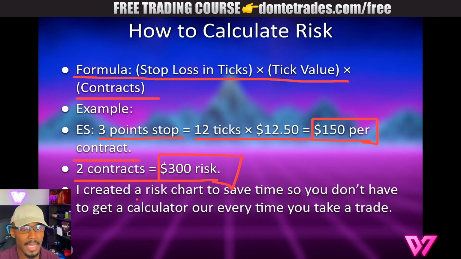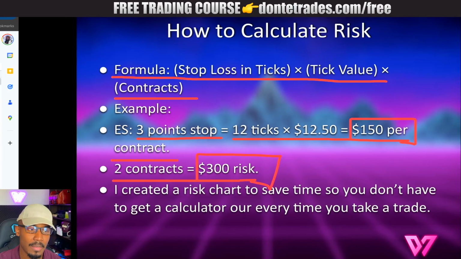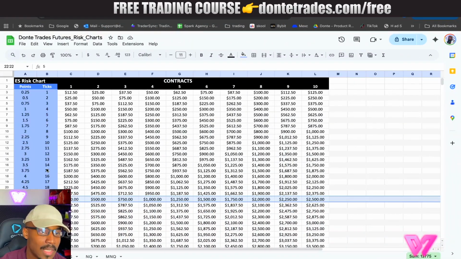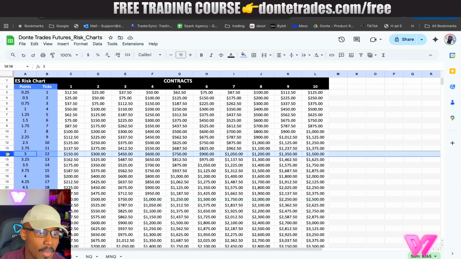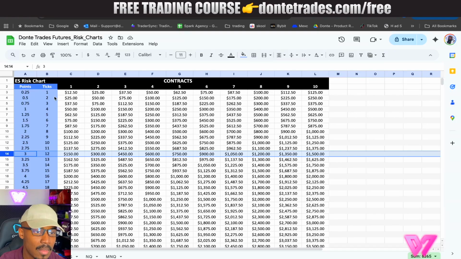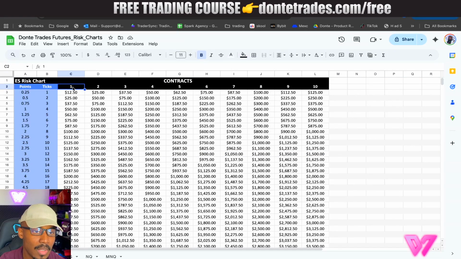So I just created a risk chart to save time so you don't have to do all this math. This may be a little bit simpler for you guys. Again, on the ES, you can see the ES risk chart. We have the points in this column, the ticks in this column, and then these columns are contracts: if you trade 1 contract, 2 contracts, 3 contracts, 4 contracts, all the way up to 10 contracts.